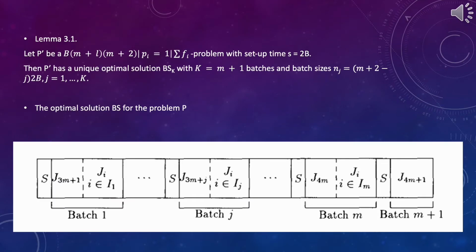So the paper goes on to propose a lemma that they prove by contradiction, and based on that lemma, the unique optimal solution BS would have m plus 1 batches, and the batch sizes are given by the equation also shown below. So if we look here, we'll see how the structure of an optimal solution BS for the problem is going to look like.